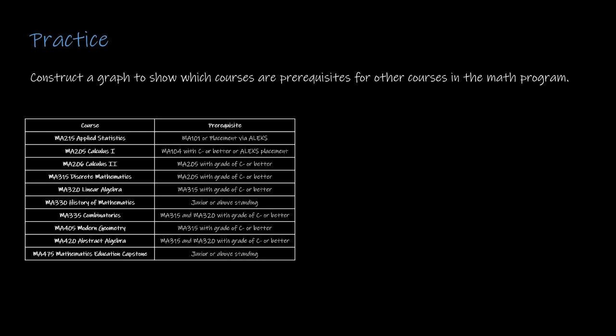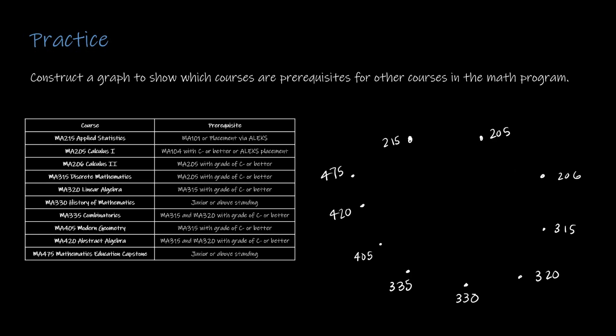So to get started, good idea to create a vertex for each course. I'm skipping the MA just for the sake of not having to write MA a bunch of times. 315, 320, 330. So each of these would need its own node, its own vertex. If I didn't talk about that already, sometimes vertices are called nodes. And 475.